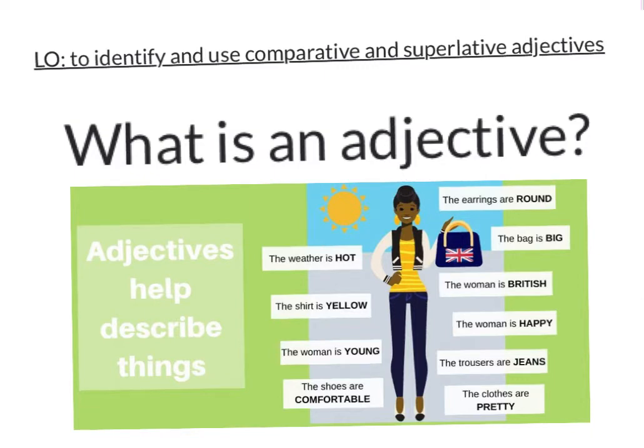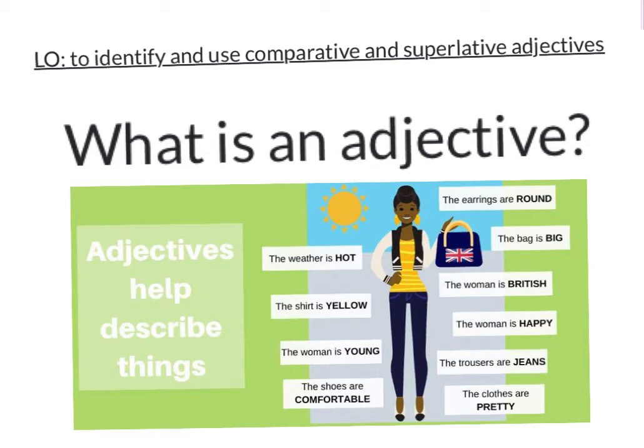So have a look at this picture here. We can say this lady's earrings are round. The earrings are the noun, person, thing or place, and the adjective is round. So it tells the reader about the noun here. The bag is big. Noun is the bag, it's the thing. Big tells the reader about the noun.